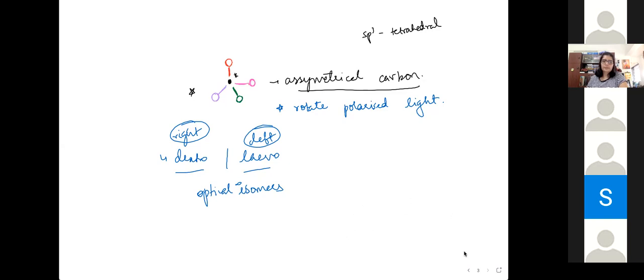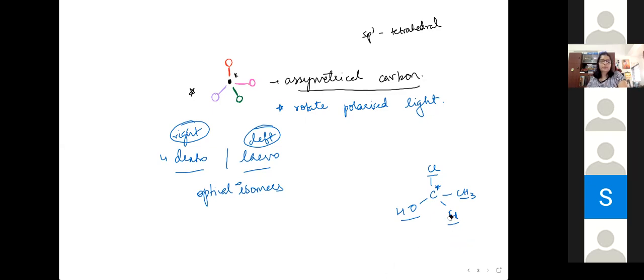An example could be, if I have a carbon and here I have Cl, OH, H, and CH3. All 4 are different groups from each other. So this is an asymmetrical carbon. There are terms related to it. This is called a chiral center. You don't have to worry about it. We'll go deeper into it in grade 12.